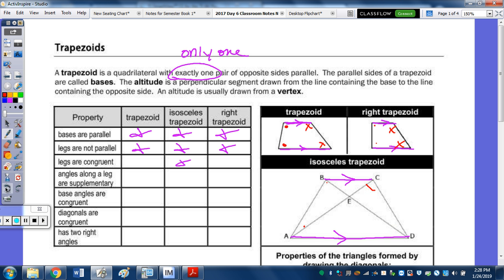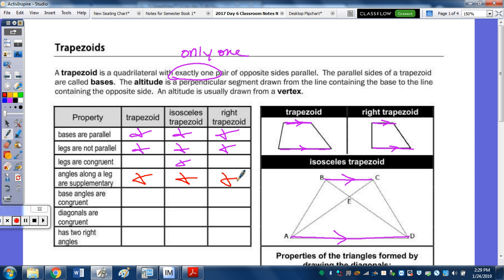Yes, because they're actually the interior angles, right, of two parallel lines cut by a transversal. So here's the two parallel lines, here's your transversal. These are same side interior. And same side interior are always supplementary. So that's true in any trapezoid. So angles along a leg supplementary, yes.